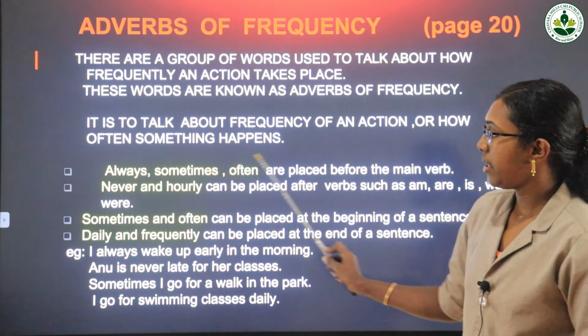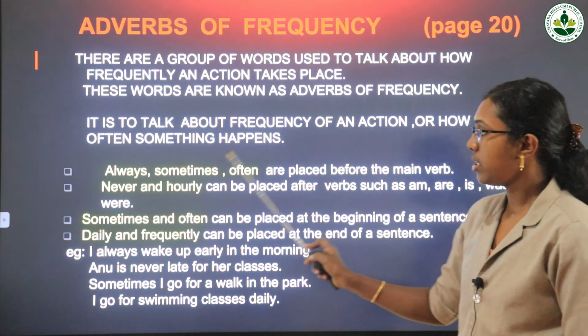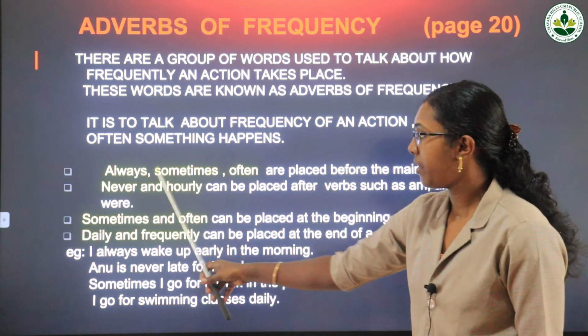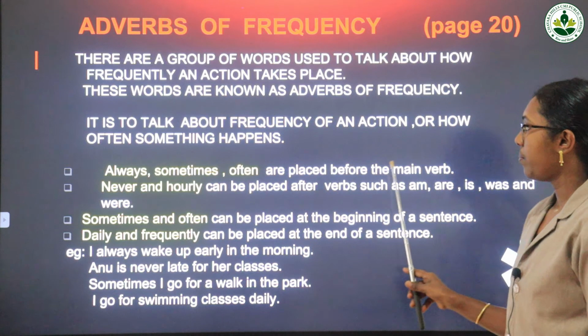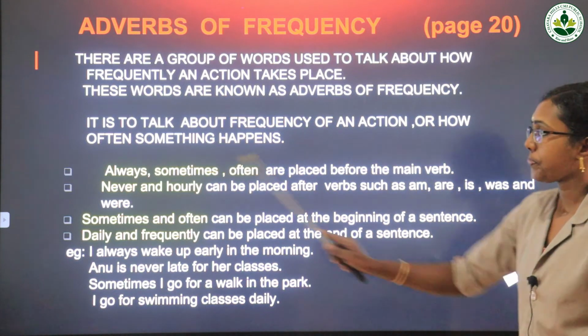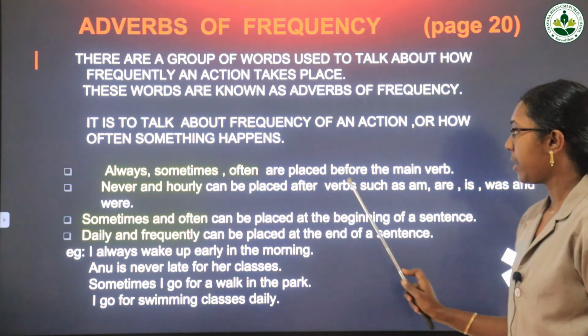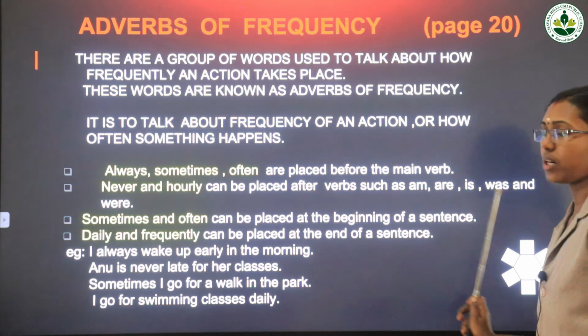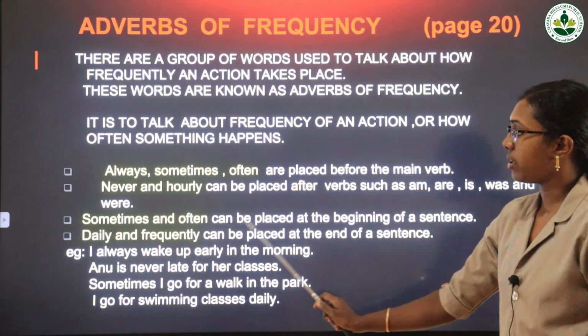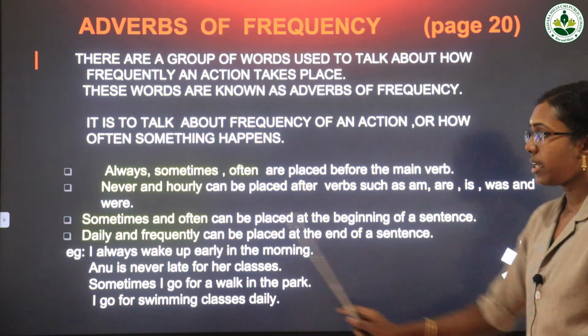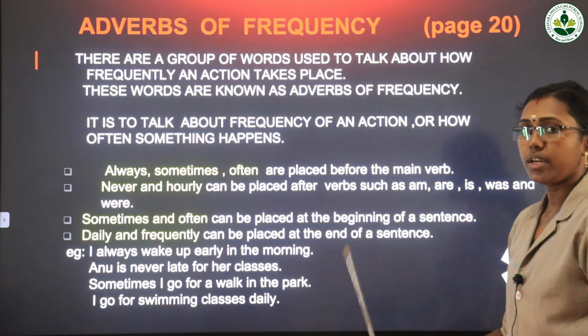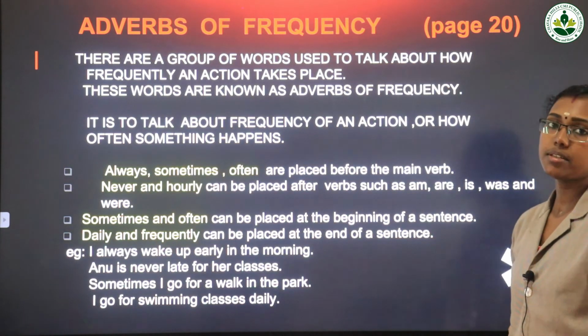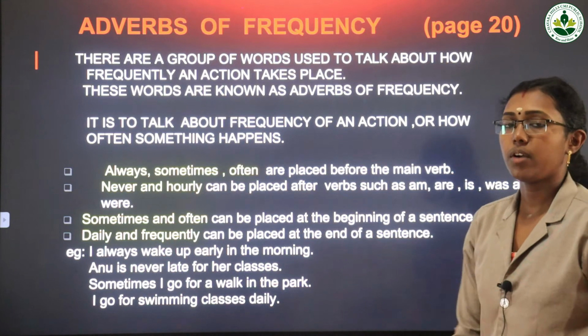So these are the main adverbs of frequency, and where to use them? Always, sometimes and often are placed before the main verb. Never and hourly are placed after the helping verb. Sometimes and often can be placed in the beginning, and daily and frequently we have to use at the end of the sentence. That's about adverbs of frequency.